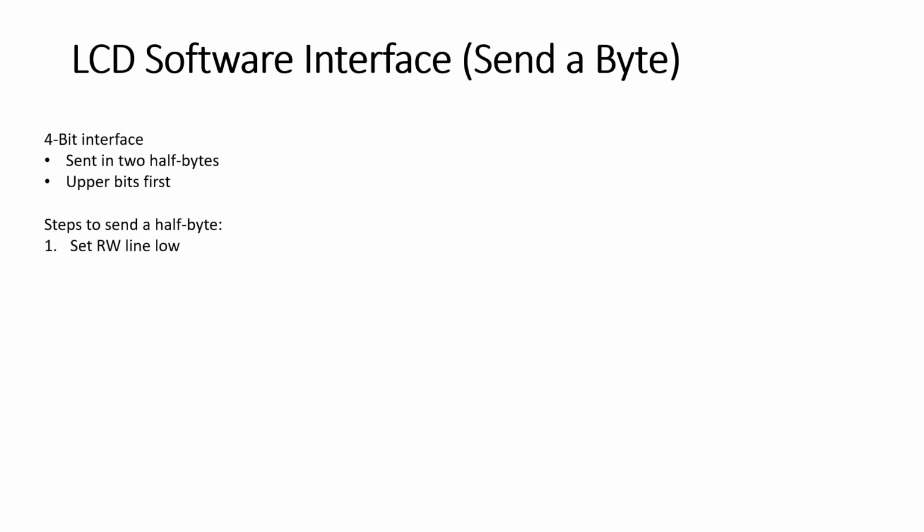You pull the read-write line low to tell that you want to write. Then you set the RS line to tell which register you want to write to, whether you're writing a command or data. And you set the data bits for DB4 to DB7 as appropriate to your byte. Then you pull the enable line high and the enable line low again. And you repeat that for the second half byte.